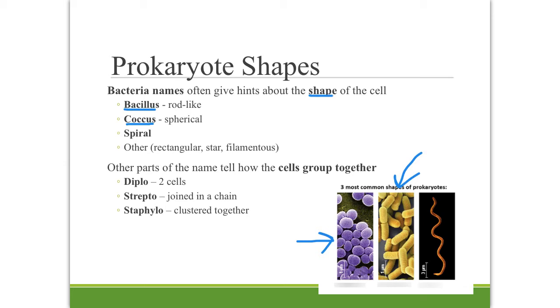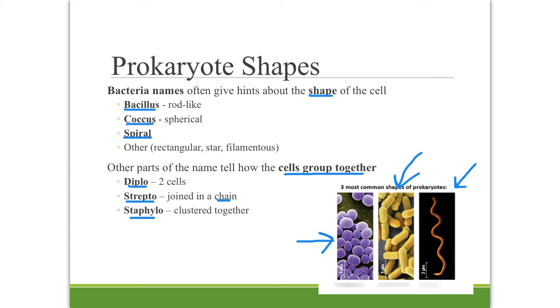And then the third common shape is a spiral shape, and so you can see our spiraling bacteria on the right. There are a couple other shapes, but they don't have such unique names. But there's a variety of bacteria that come in different shapes. And then other parts of their names tell you how the cells group together. So diplo tells you that they come in groups of 2 cells, strepto coming as a chain, and staphylo as clustered together, kind of like a bunch of grapes.